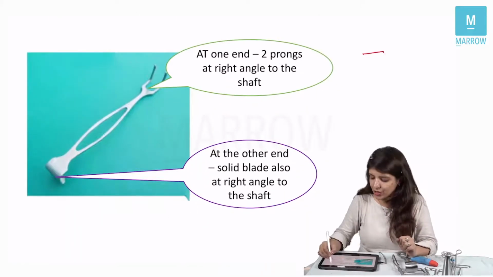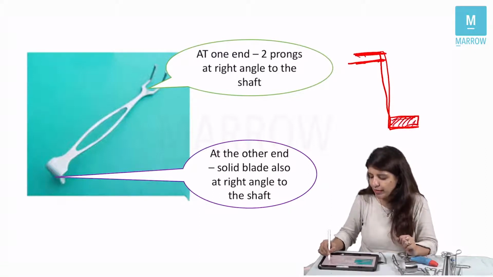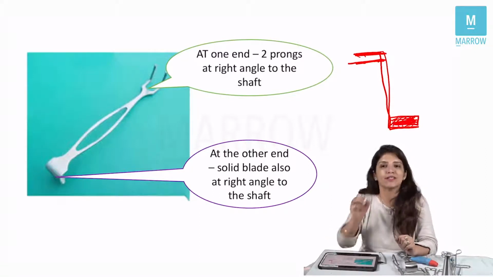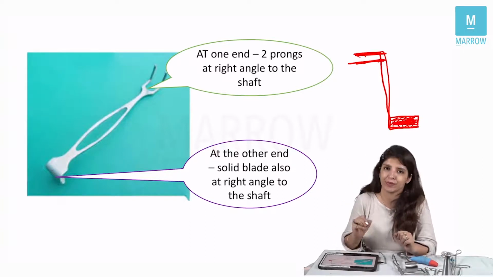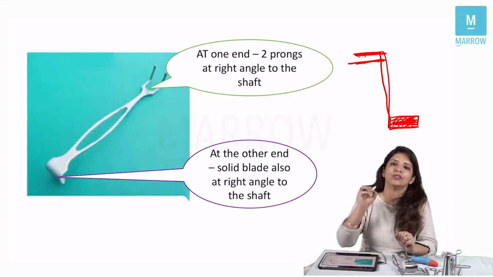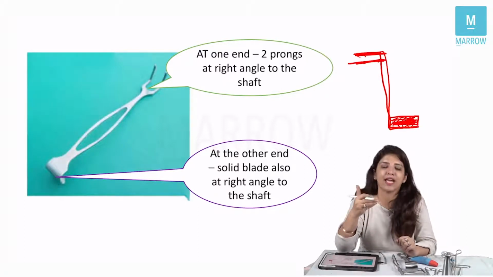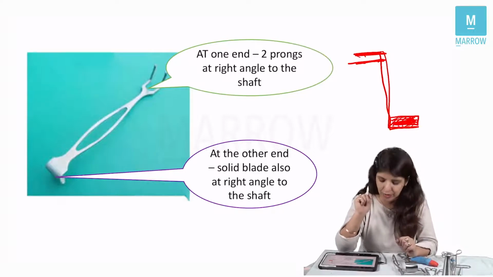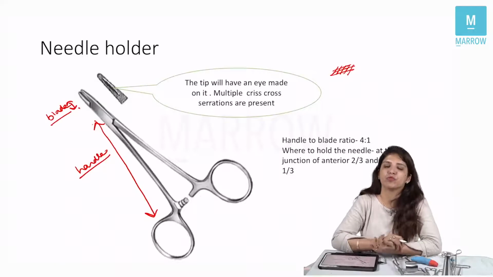is a Z-shaped instrument. It's Z-shaped. On one side, you will have two prongs and on the other side, you will have a solid blade. Right? So, it's a Z-shaped instrument and this is Z for Zerny, Z for Z, right? So, this is a Zerny's retractor which is used to retract the skin or the tissues, right? So, these are the retractors which I wanted to tell you.